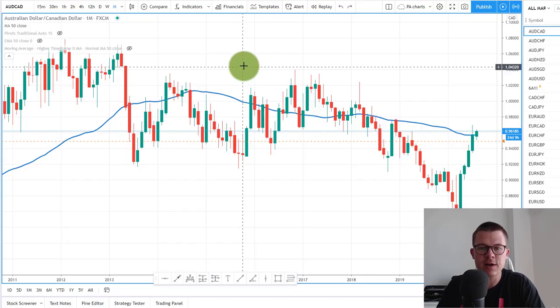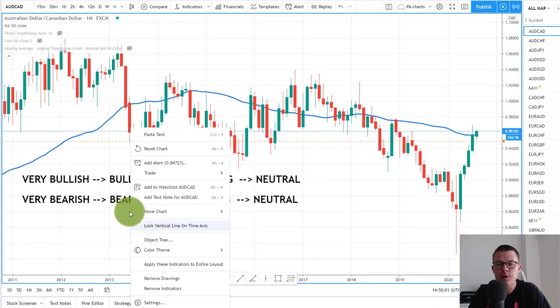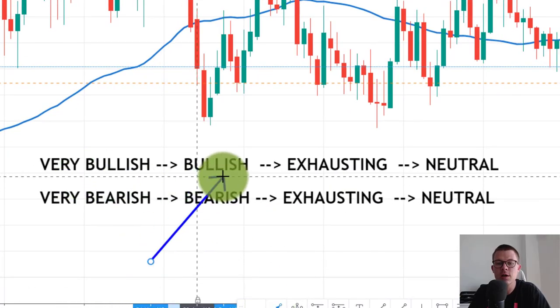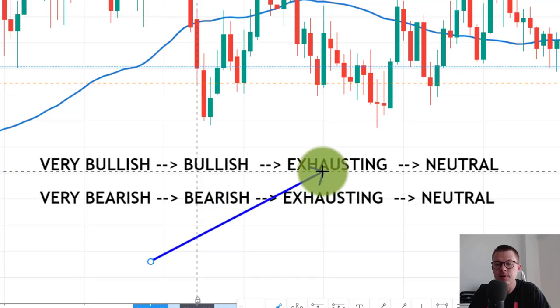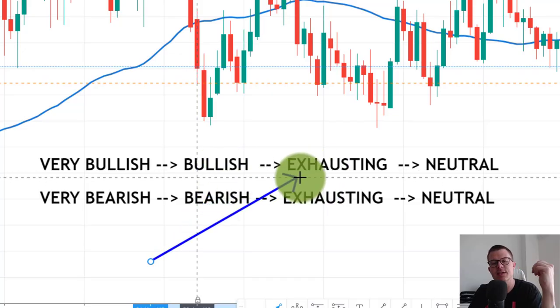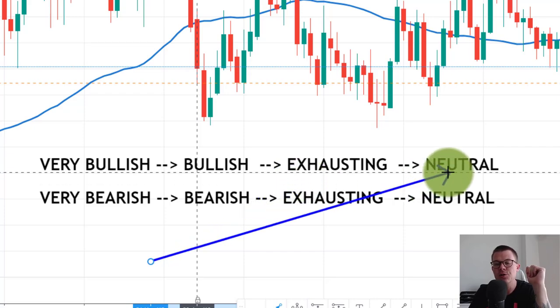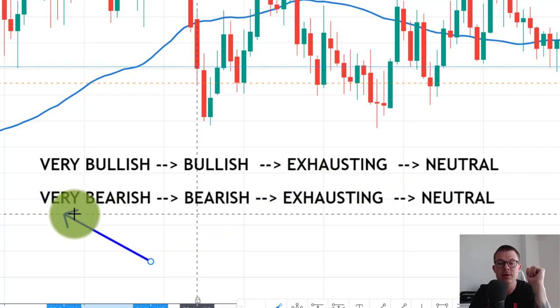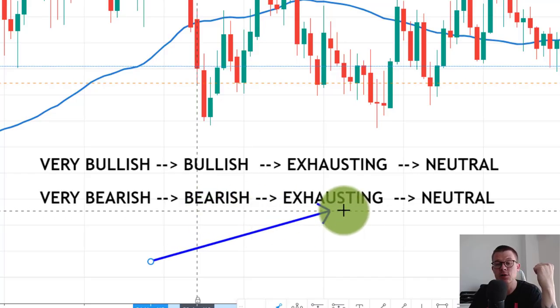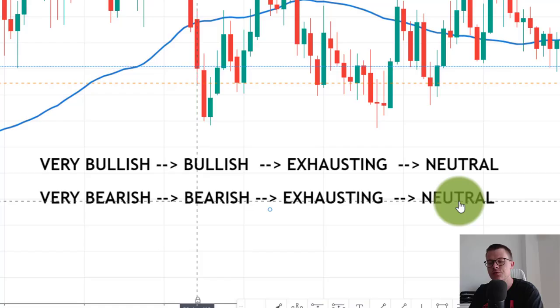And what we want to find out is, where are we on this spectrum? Are we in a very bullish market, in a normally bullish market? Is the trend coming, or was the trend bullish and it's now exhausting, which means it's losing strength? Or is it a neutral market? Or are we on a very bearish trend? Are we on a slightly bearish trend? Is the bearish trend exhausting, or is this entering a neutral market?